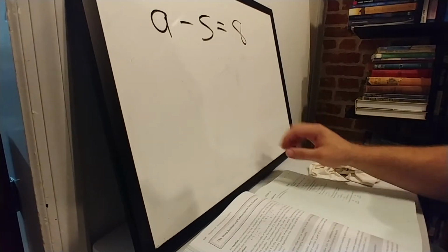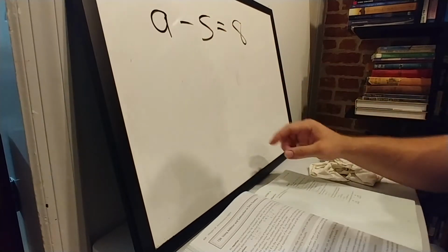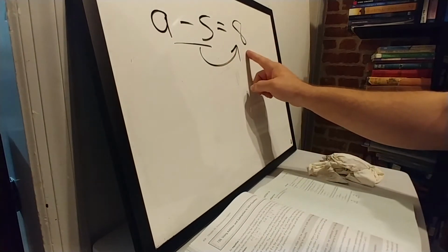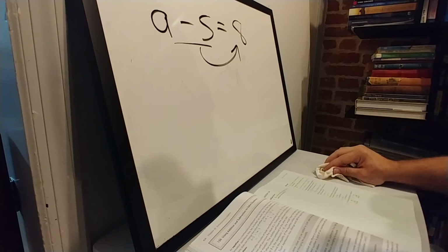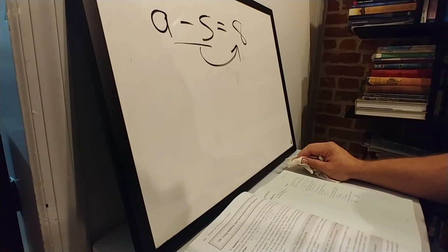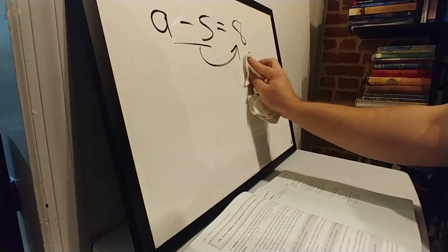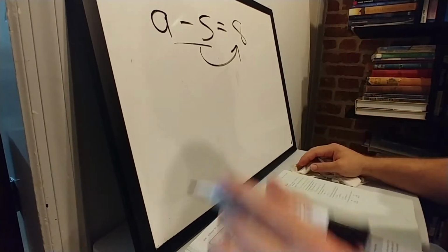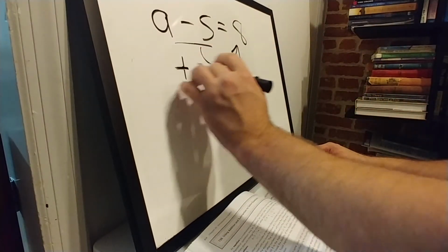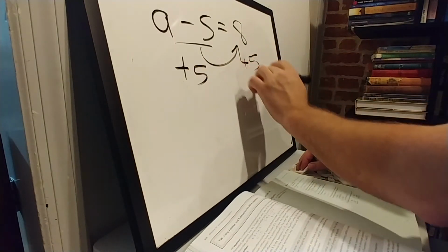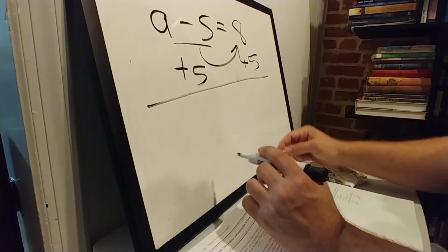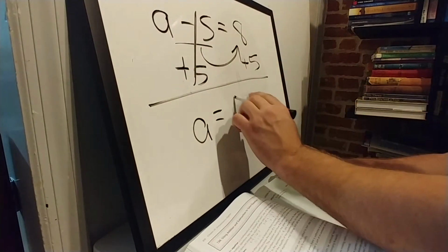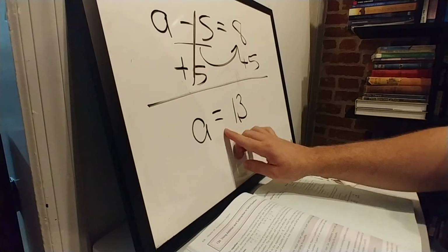So how do we move this over to this side? Because we know how to work with numbers. It's the letter that makes it confusing. Well, to get rid of a negative 5, you need to add a 5. So you go plus 5, plus 5. All right? Now, minus 5 plus 5 cancels. That makes 0. So this side comes down to just a. This side becomes 13. So you can see that a equals 13.